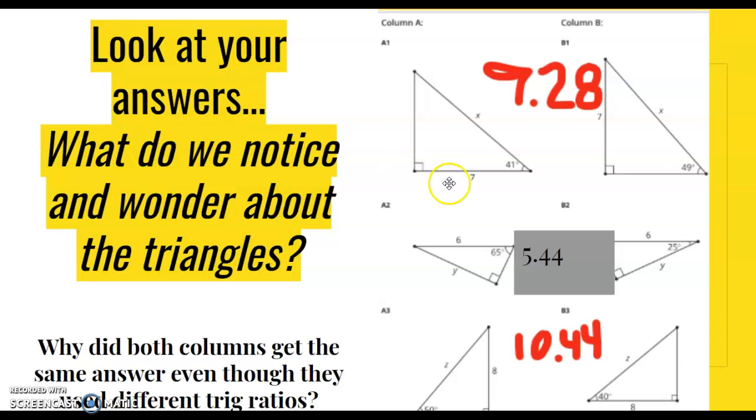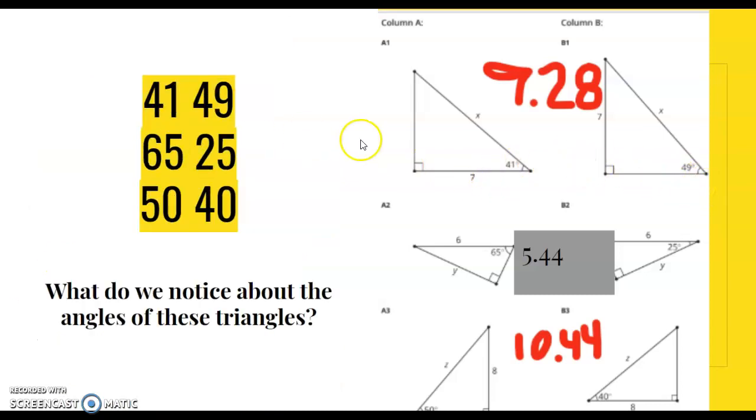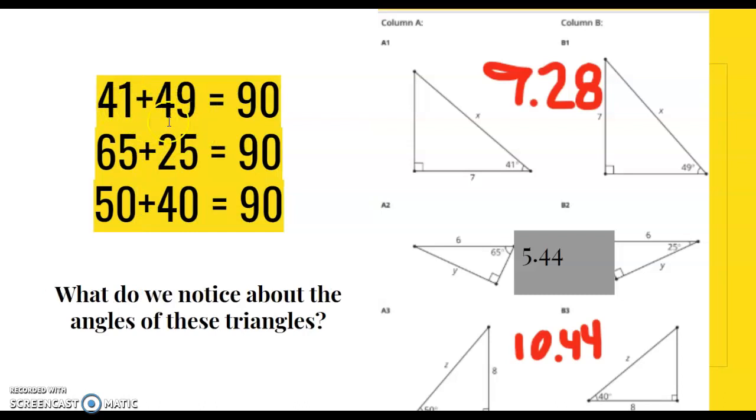So we took a look at the angles in each of these triangles. In the first one, the two angles were 41 and 49. The second, 65 and 25, and 50 and 40. What do we notice about the angles of these triangles? Well, we noticed that all of them added up to 90.